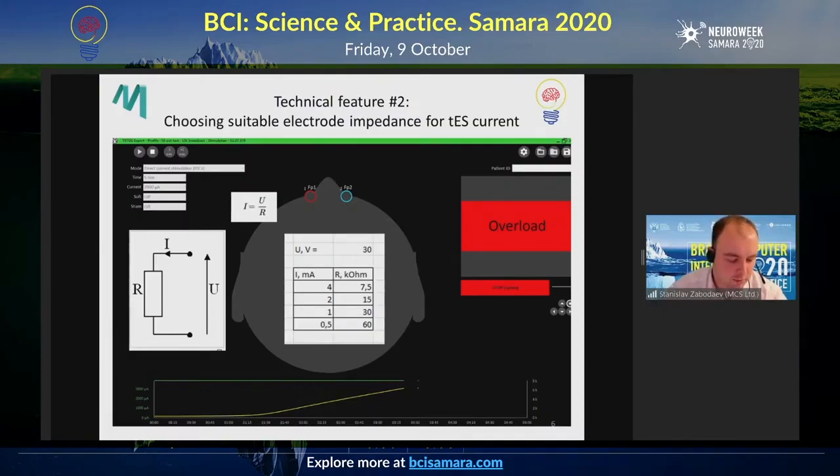Or you can use cotton sponges soaked in saline. Well, this is the most common way to apply the electrodes, but I believe that gel is more beneficial. It can maintain its shape in an easier manner. It doesn't dry up so quickly. And especially if you're talking about long-term stimulation, let's say 30-minute stimulation, the saline solution might dry up.